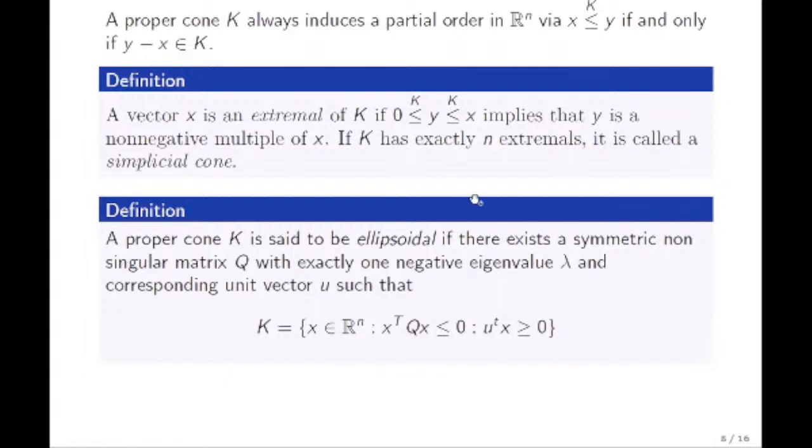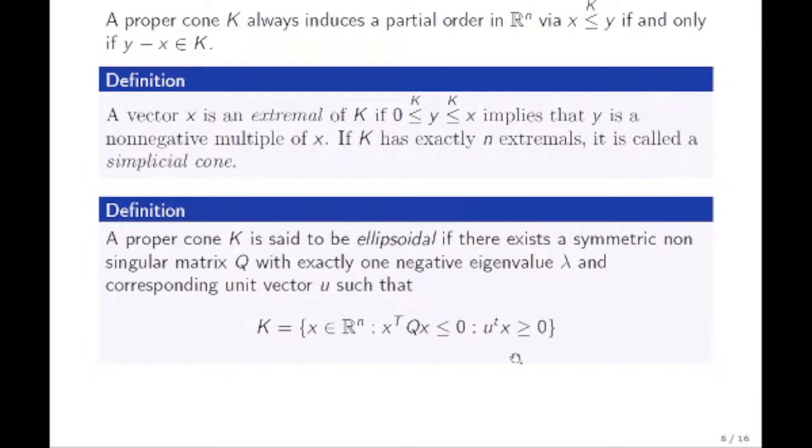Now, a proper cone is said to be ellipsoidal if there exists a symmetric non-singular matrix Q with inertia (n minus 1, 0, 1), that means it has exactly one negative eigenvalue, and a corresponding unit vector u such that K is the set of vectors x in Rn with x transpose Qx less than or equal to 0 and u transpose x greater than or equal to 0.